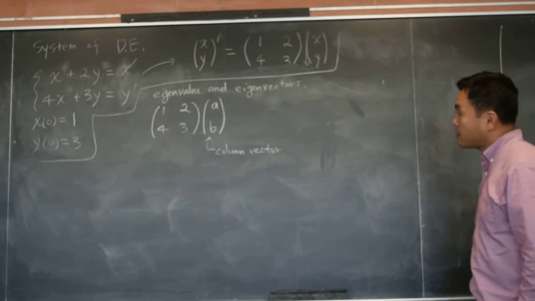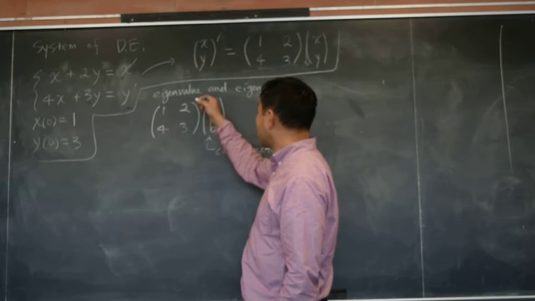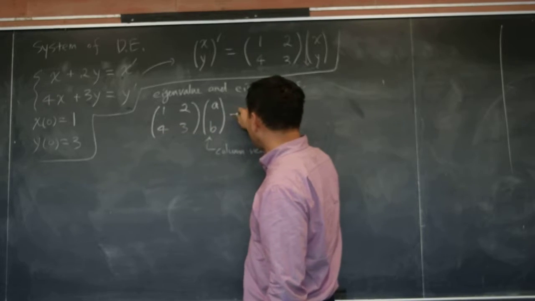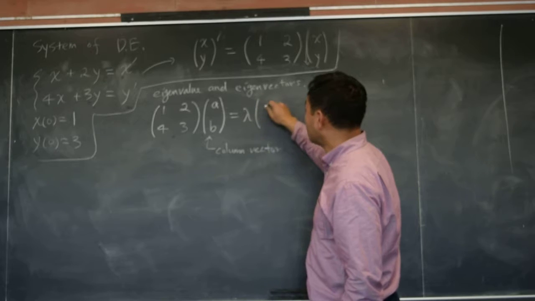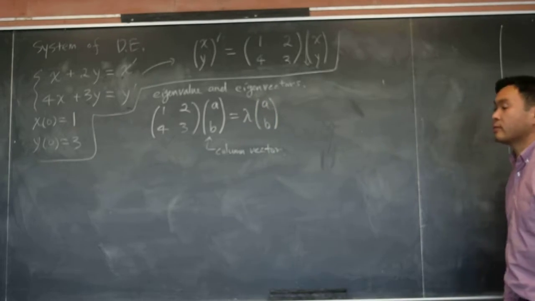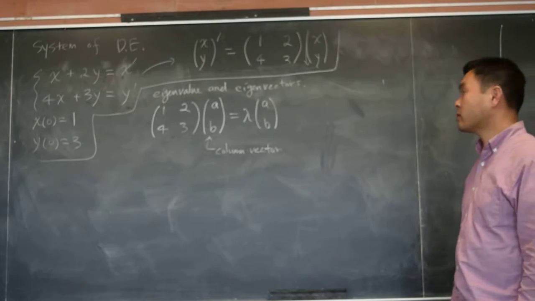By an eigenvalue and an eigenvector, we mean a vector whose product with this matrix is the same as just some constant multiple times A. That's what an eigenvector is.